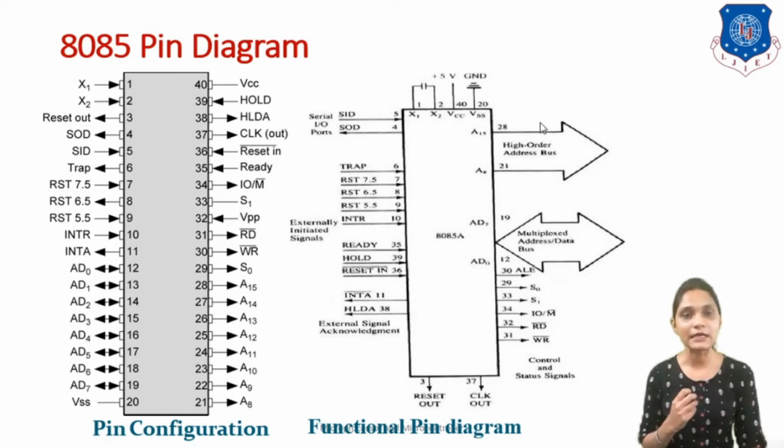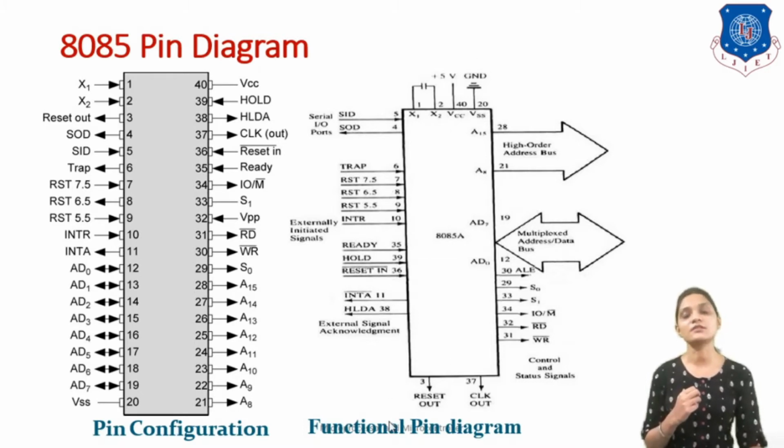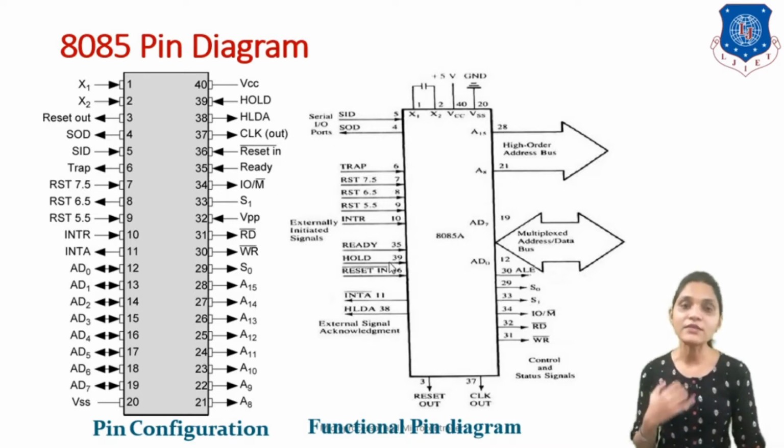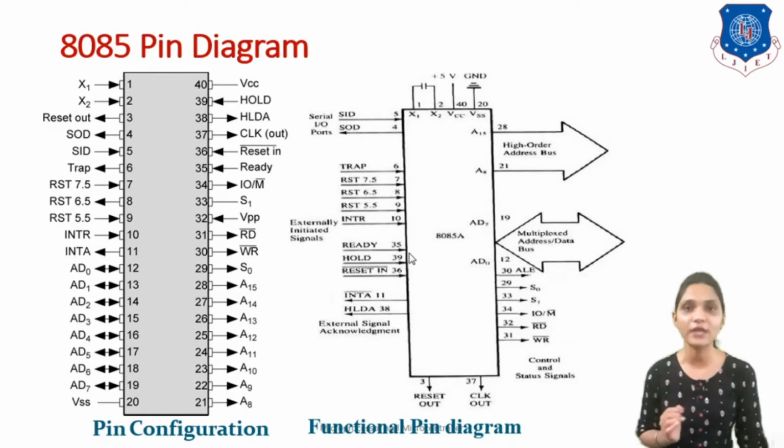The first group is the address bus and data bus. The second group is the control and status signals. The third group is the externally initiated signals and externally acknowledgement signals. The next group is the serial IO group, and the last group is the power supply and clock signal generation group. We will see each and every group one by one. If we see pins individually, it will be tough, so let me see group by group.